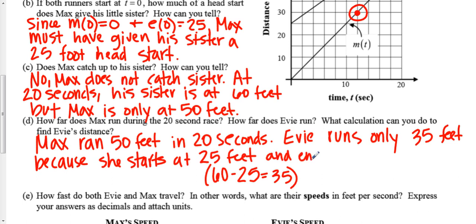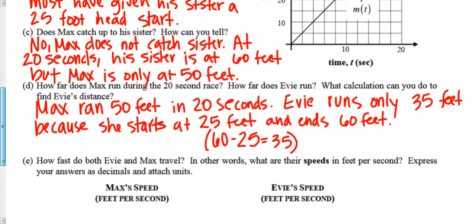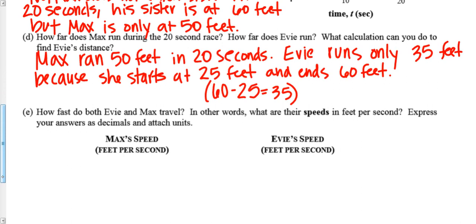And ends at 60 feet. Okay. Part E. How fast do both Evie and Max travel? In other words, what are their speeds in feet per second? Express your answers as decimals and attached units, okay? Most of the time they will not be decimals, but when I tell you to do it in decimals, that's when you will. So we did this once before.